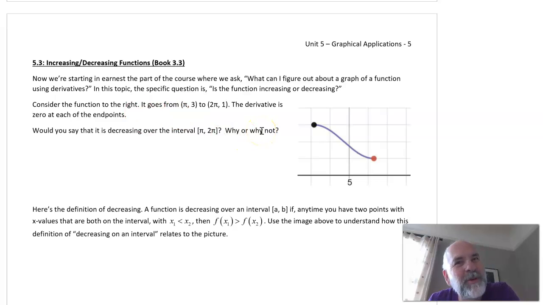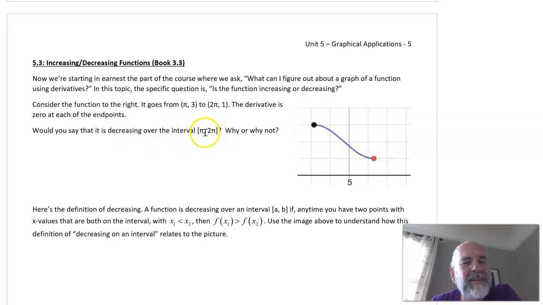And usually the class is pretty divided, somewhere between 30-70 one way to 70-30 the other way. There's always a few people who say yes and a few people who say no, and the numbers change year to year. Because on the one hand, it does seem like it's going down the whole time. But on the other hand, the derivative is 0 here and the derivative is 0 there.